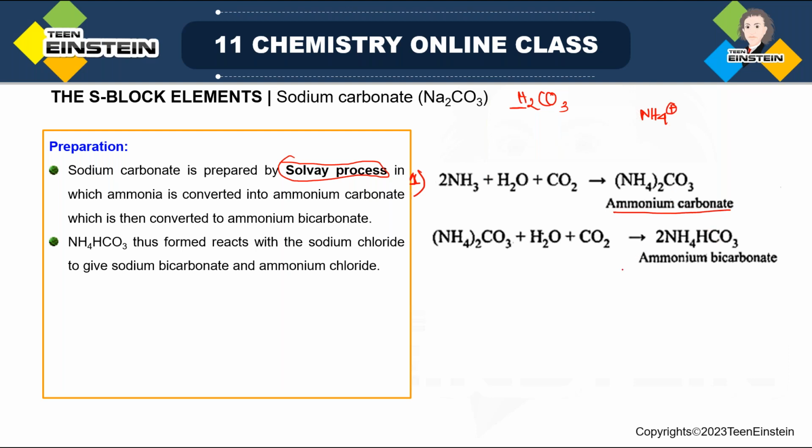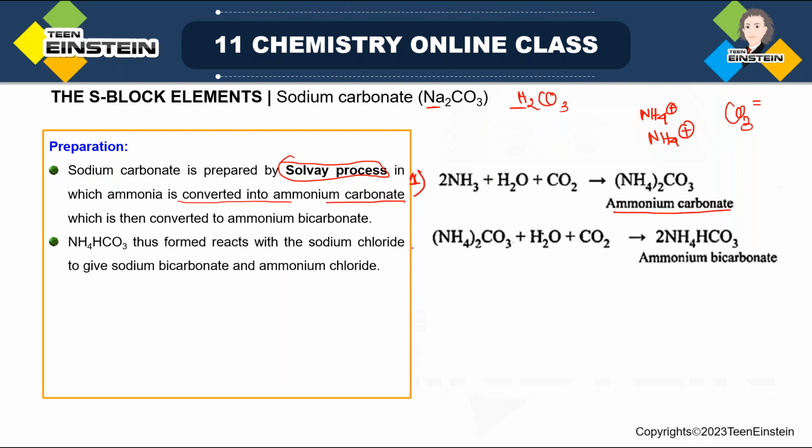The formula is just like Na2CO3. The only difference is that in place of sodium, now you have NH4 plus. So two NH4 plus ions are there, and CO3 with two negative charges, two positive charges. If you combine it, it will be ammonium carbonate. Sodium carbonate is prepared by the Solvay process, in which ammonia is converted into ammonium carbonate. So the first reaction, you can see how ammonia is converted to ammonium carbonate.